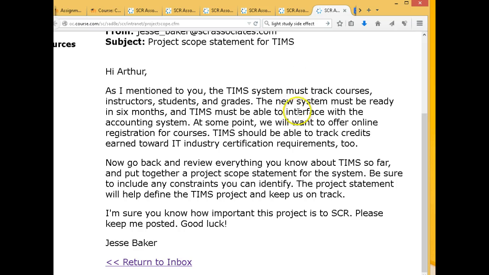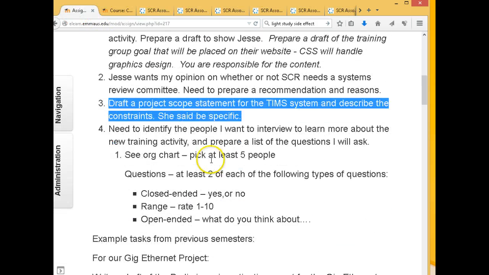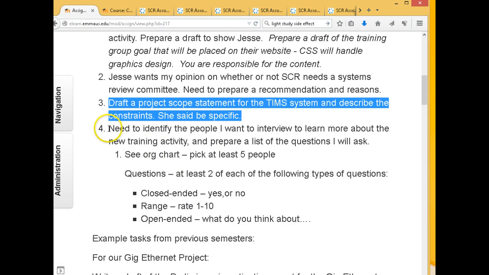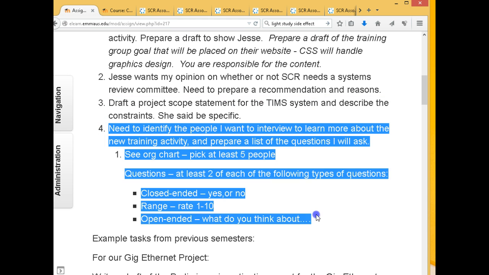So now let's think about the next part of this assignment, which is identifying people to interview and preparing a list of questions.